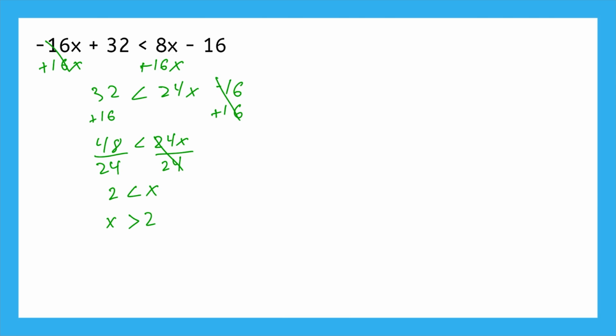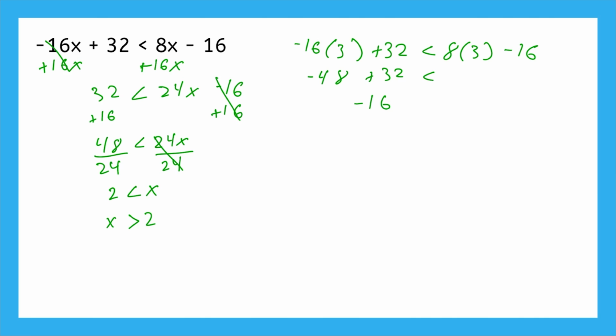Any number bigger than 2 will work, so let's test it out. We need to use a number bigger than 2. We could pick any number, but I'll just use 3. So -16 times 3 is -48, plus 32 is -16. 8 times 3 is 24, minus 16 is 8. So we get -16 is less than 8, which is true. So using a number bigger than 2 worked.